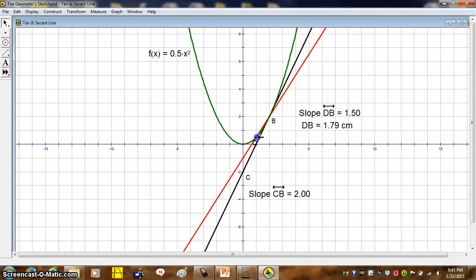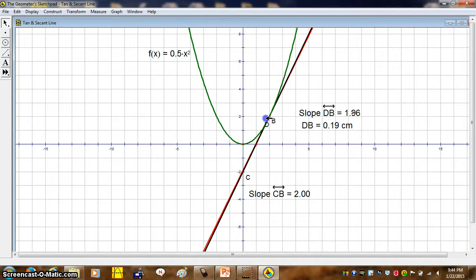So let us continue. Move D a little closer to B. DB gets a little smaller. The slope of the secant line gets a little bit closer to the tangent line. So the question is, how close can I get?